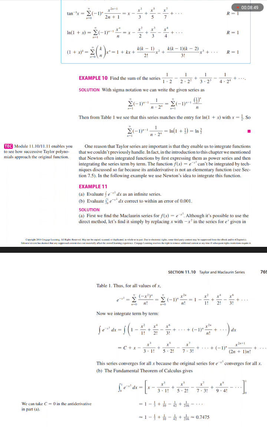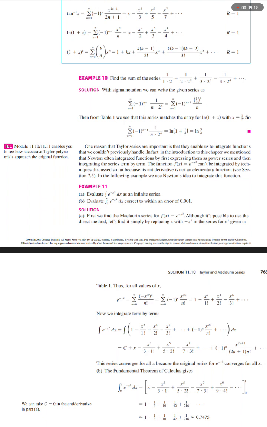Solution. With sigma notation, we can write the given series as the sum from n equals 1 to infinity of (negative 1) to the power n minus 1 times 1 over n times 2 to the power n, equals the sum from n equals 1 to infinity of (negative 1) to the power n minus 1 times (1/2) to the power n over n.